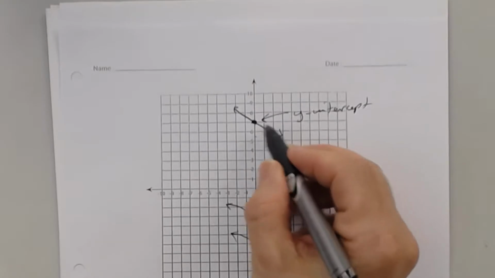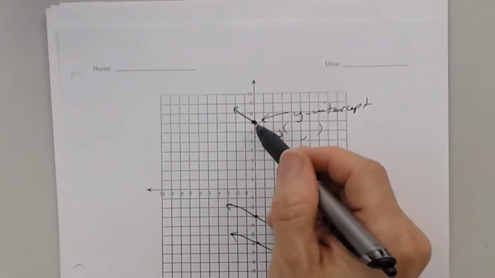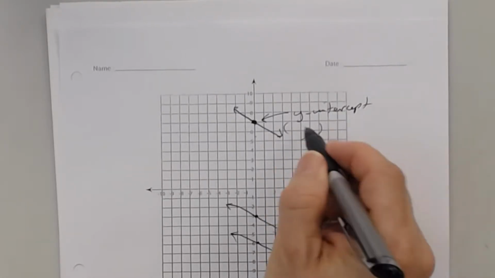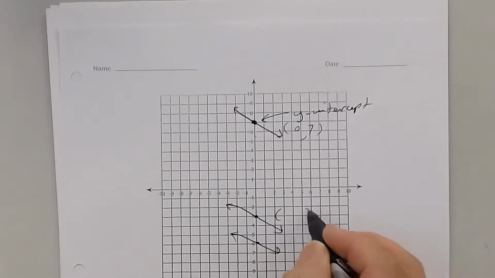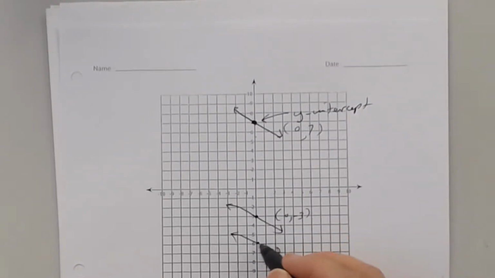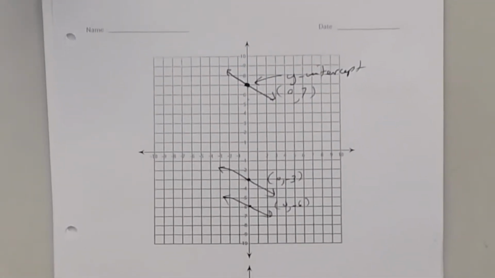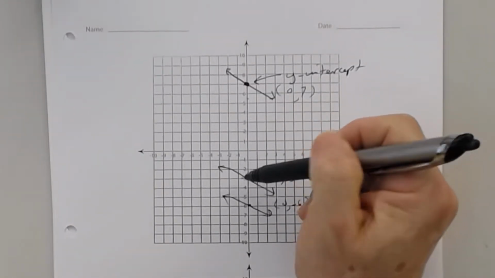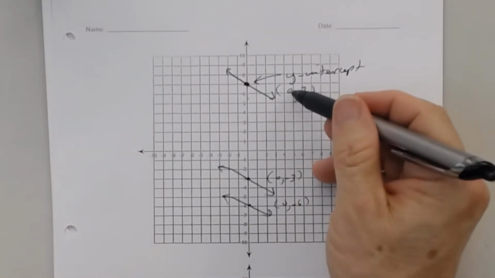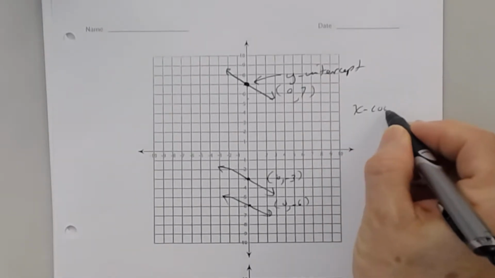Notice, if I ask you to label this point, what are the coordinates of this point right here? (0, 7). What are the coordinates of this point right here? (0, -3). What are the coordinates of this point? (0, -6). So notice from our discussion from last class period that for all these y-intercepts, wherever the graph crosses the y-axis, what do you notice about the x-coordinate? The x-coordinate is 0.